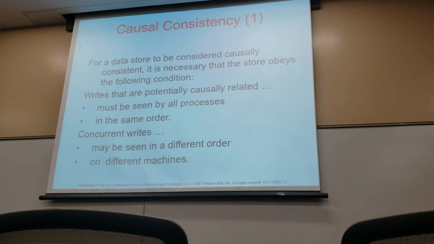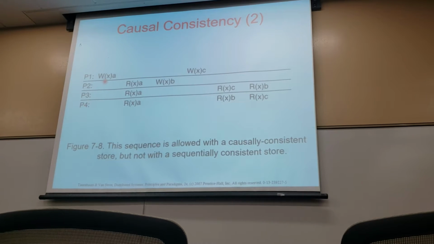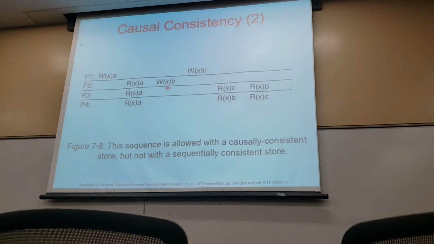Okay, so what does that mean? We look at this, same kind of nomenclature, right? You've got the WXA, all that kind of stuff, P1, P2, P3, P4. Here's the thing. WXA is the first thing that P1 does. And then everybody in that particular system observes A. Sometime afterwards, P2 writes that B.